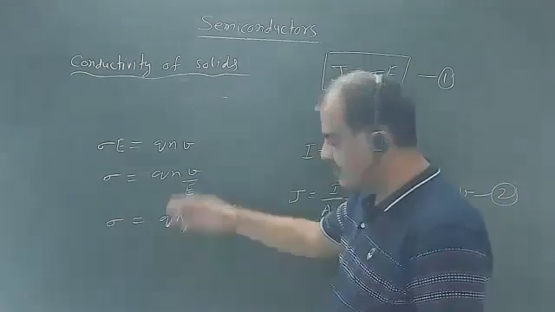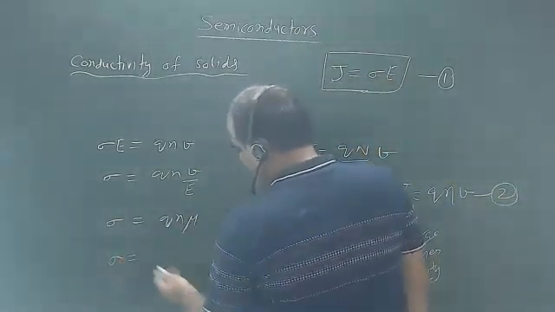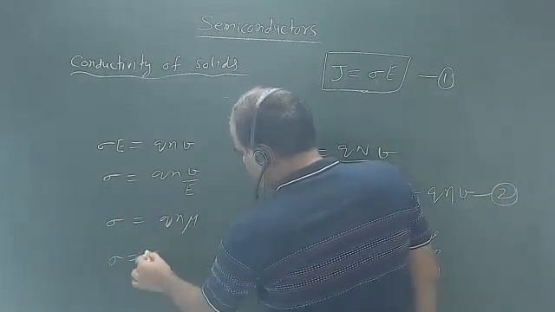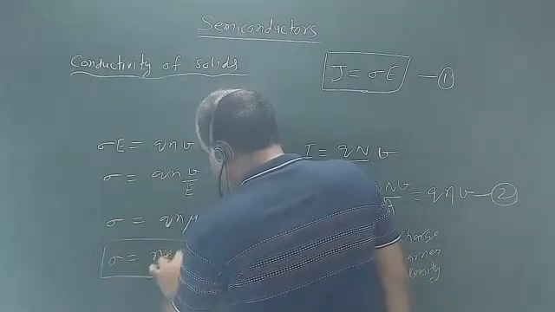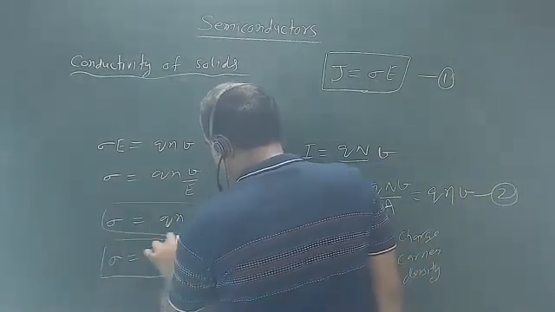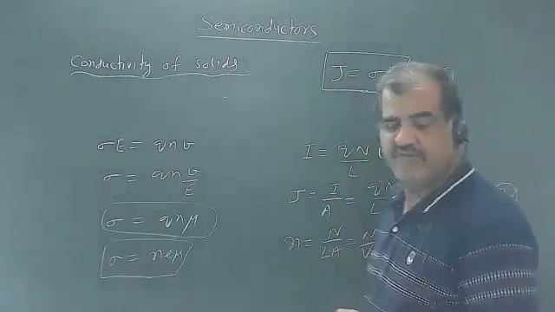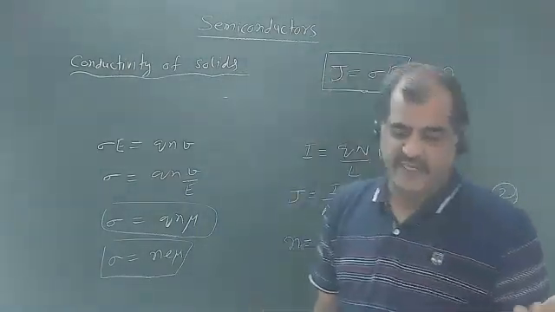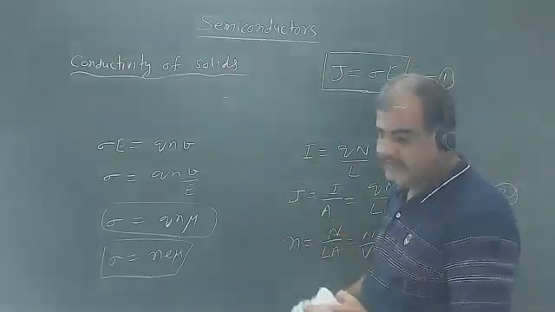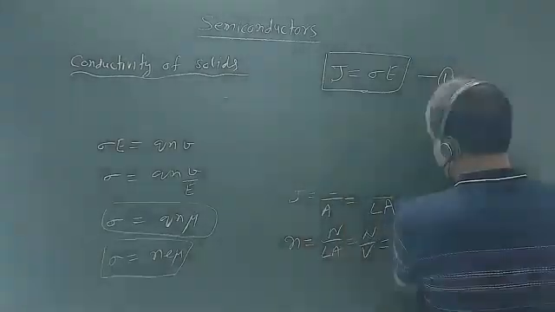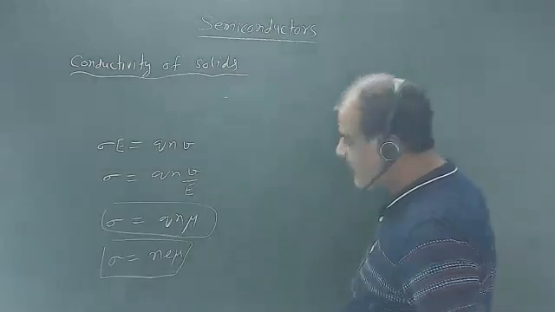You can write electron charge instead of q. You can also write sigma is equal to n e mu, because here charge carriers are electrons. So this is the well-known expression for conductivity. Why am I deriving this expression? Because we are differentiating based on the conductivity. We are comparing the semiconductors on the basis of conductivity. So I want to discuss here why some materials have a high conductivity, some materials have a low conductivity.